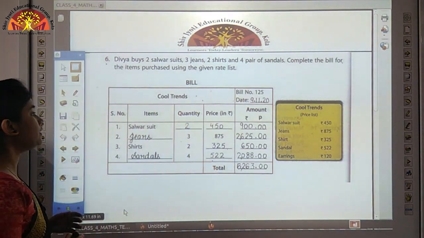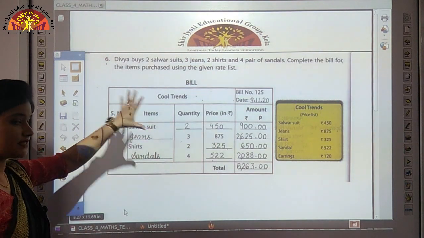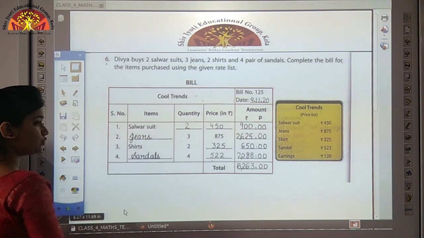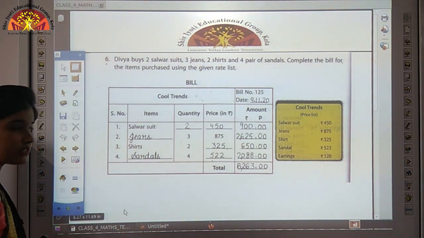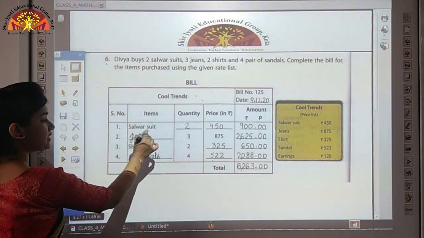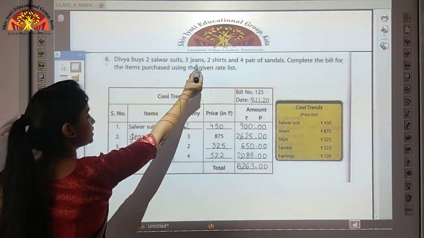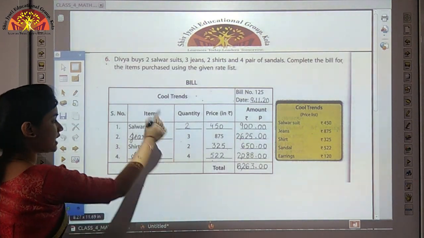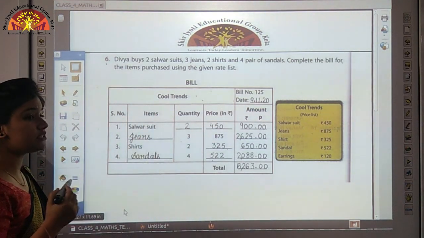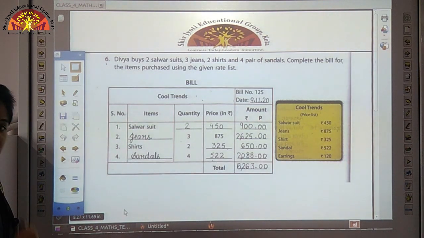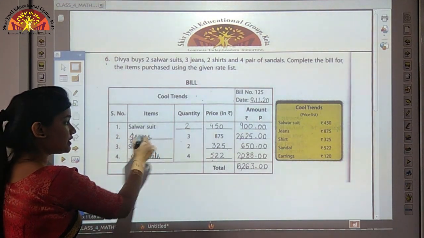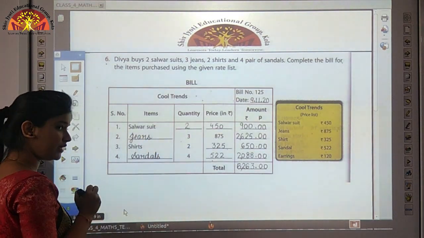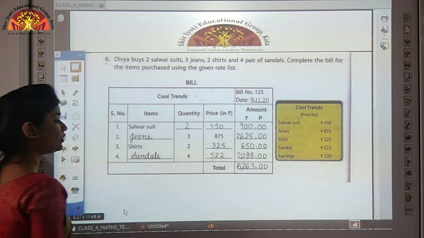So first of all, we have to see this bill and we have to fill the empty boxes. You can see sequence number 1, 2, 3, 4 because she has purchased 4 items. Now items first is salwar suit, next she has purchased jeans, then shirts and then sandals. So we have to write items here. Then quantity. Quantity means number of items she has purchased. So she has purchased 2 salwar suits, so we will write 2 here. 3 jeans, so 3 is already written here. Then 2 shirts. Then 4 sandals.